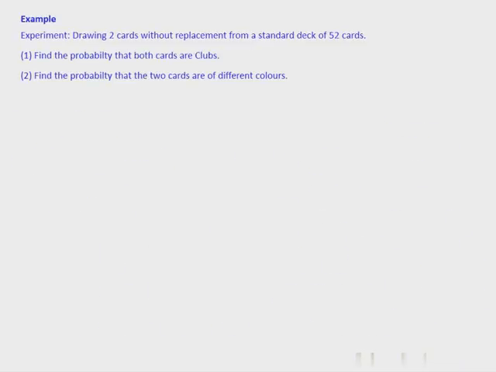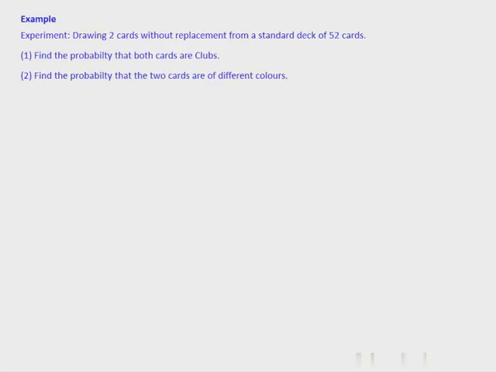Staying with this experiment, drawing 2 cards. No, we aren't staying with this experiment. We're actually doing a very different experiment. Drawing 2 cards without replacement from a standard deck of 52 cards. So here's the subtle part. We're drawing 2 cards without replacement. That means I draw a card, I don't put it back, and then I draw another card. So I've drawn 2 cards without replacement.